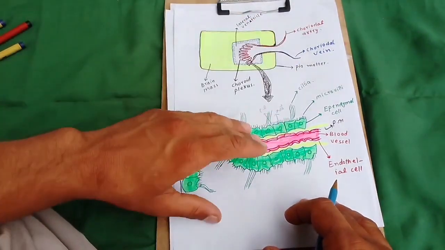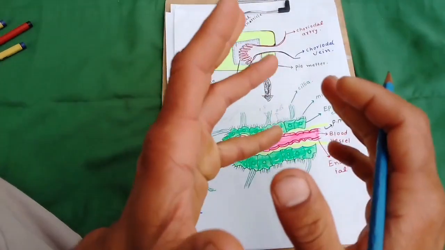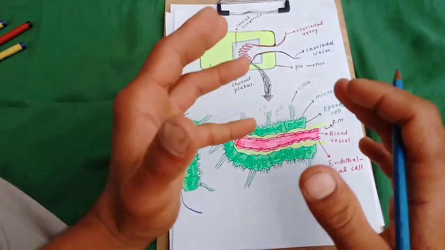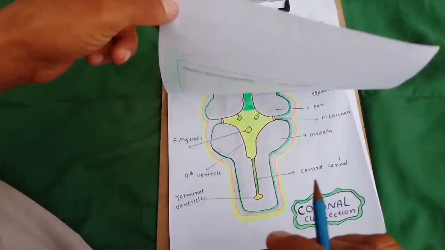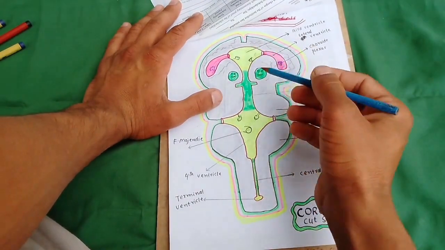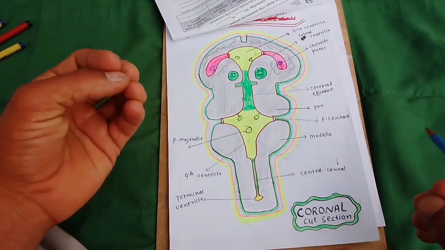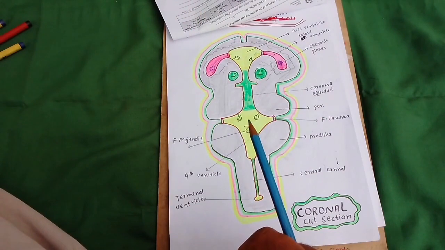This one is the mechanism of cerebrospinal fluid formation. Cerebrospinal fluid is produced by the choroid plexus of the lateral ventricle, third ventricle, and fourth ventricle. So this is the mechanism of formation of the cerebrospinal fluid.